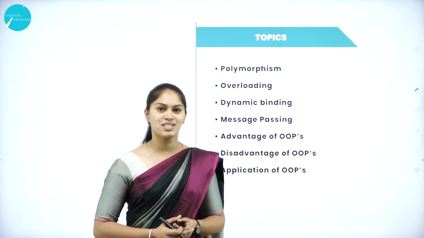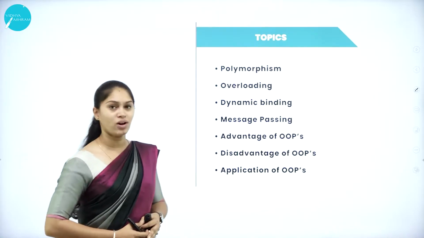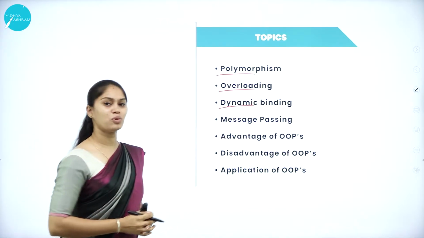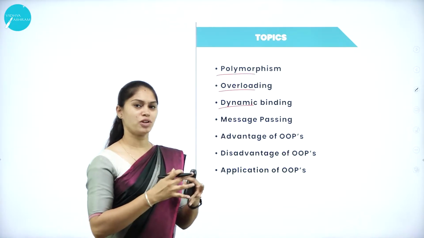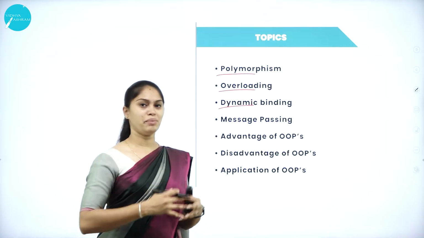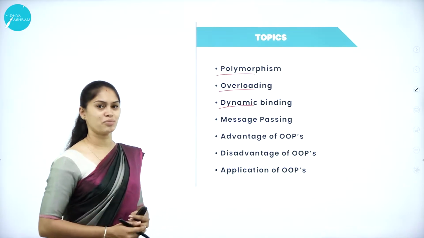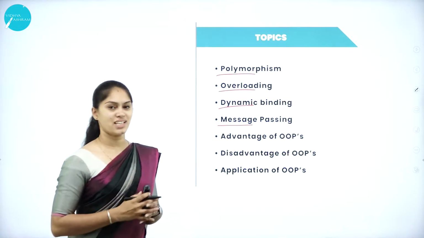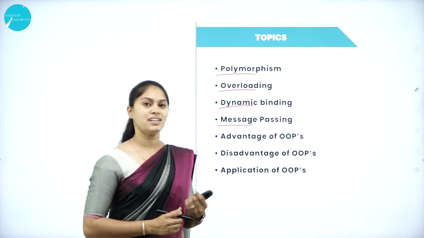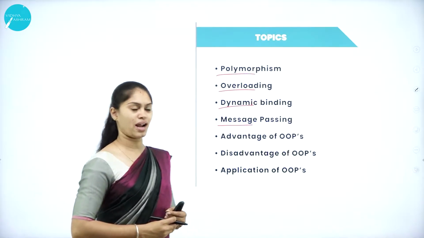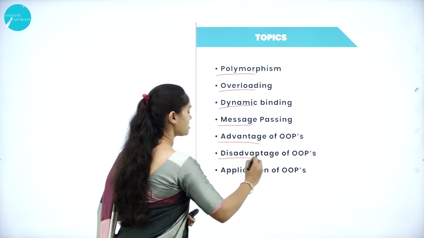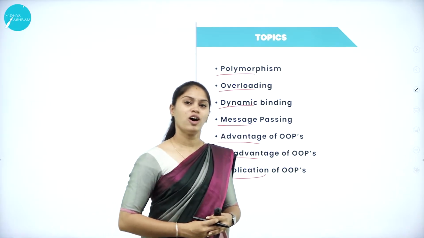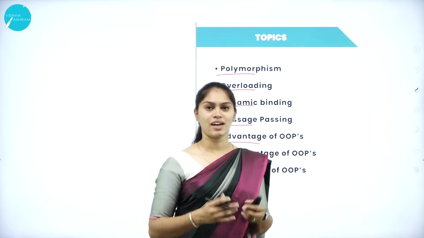In today's session we are going to learn about polymorphism and overloading. Then we are going to learn about dynamic binding. What do you mean by binding? When will it be called dynamic binding? Everything I am going to discuss. Along with that we have one more concept called message passing. Then the advantages and disadvantages of object-oriented programming, and the applications of object-oriented programming languages.